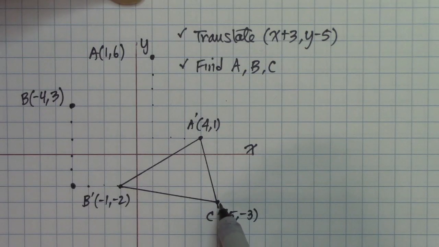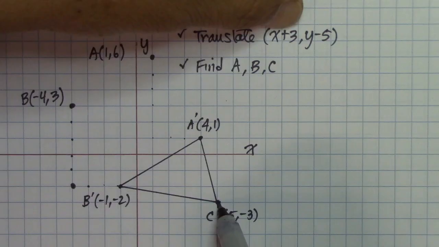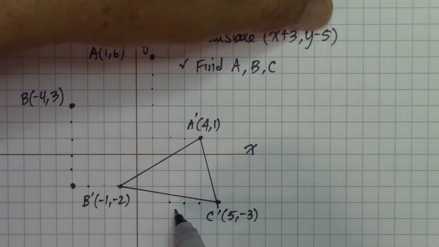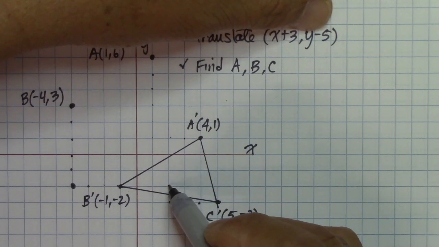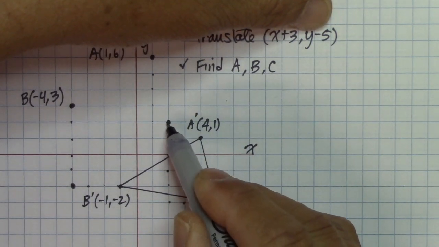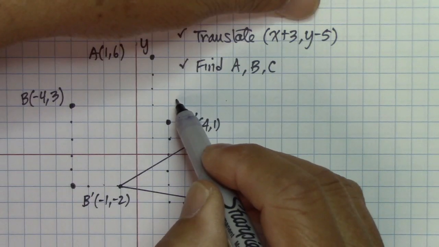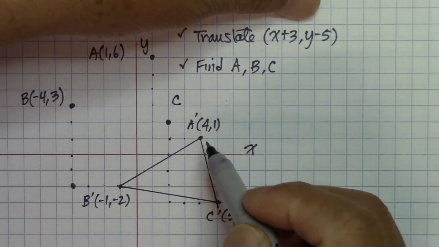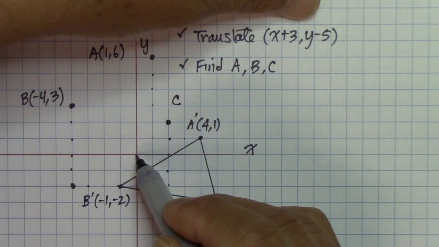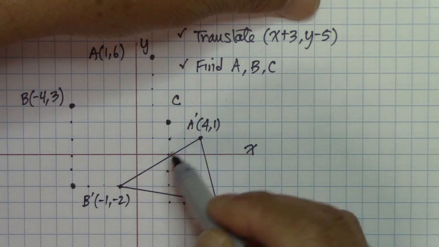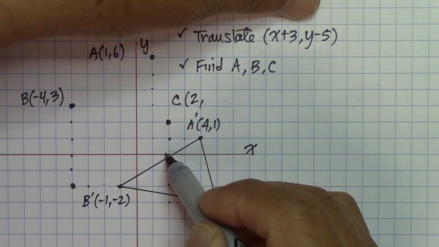And finally for C prime, to find the C, we're going to do the same thing. Instead of going right, we're going to go left 3. 1, 2, 3. And instead of down 5, we're going to go up 5. 1, 2, 3, 4, 5. And that was the original C position. And the coordinate for that, as you can see from the origin, on the x, 1, 2. And the y is 1, 2.